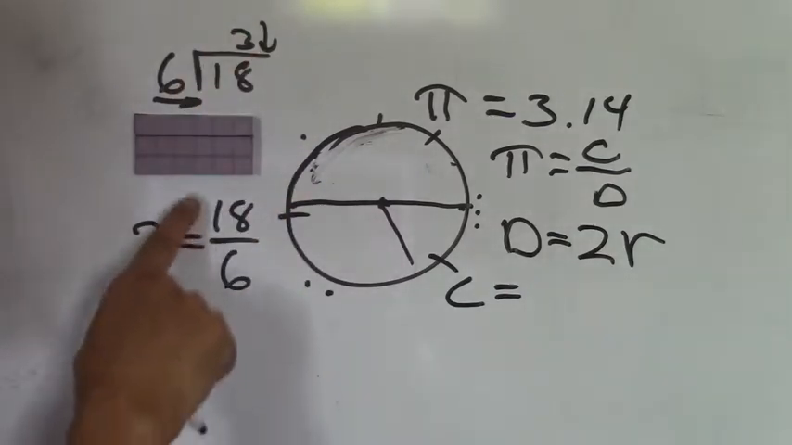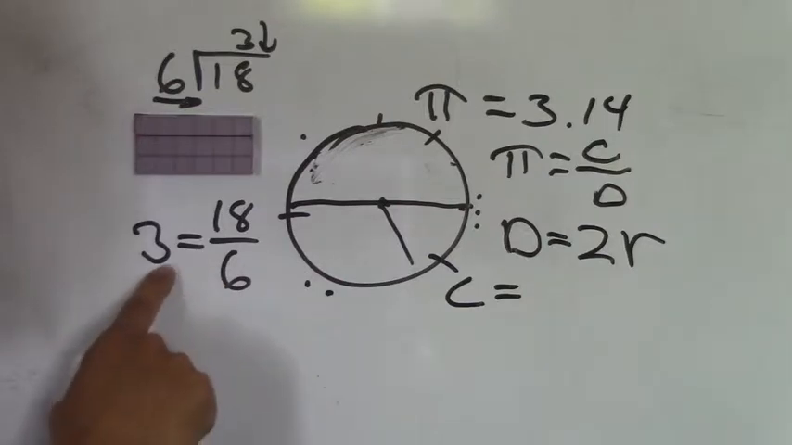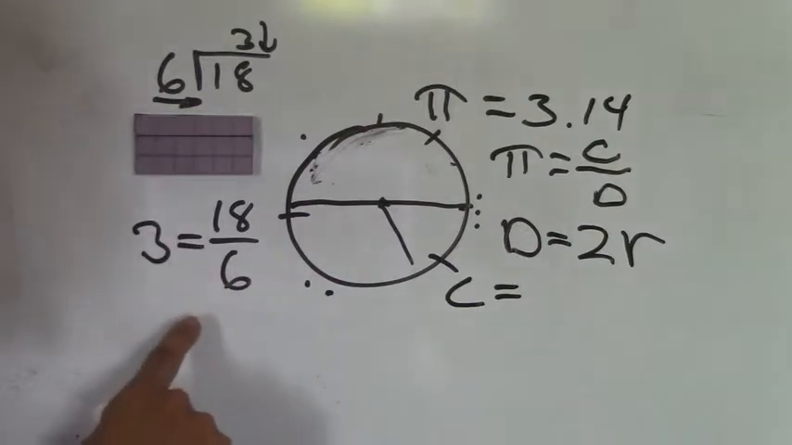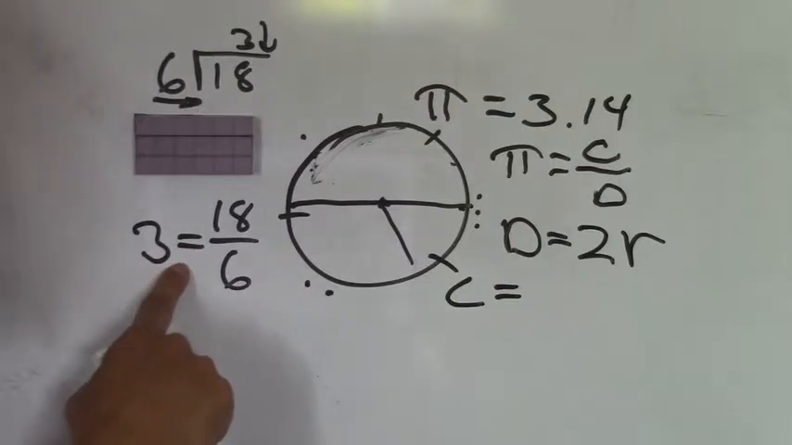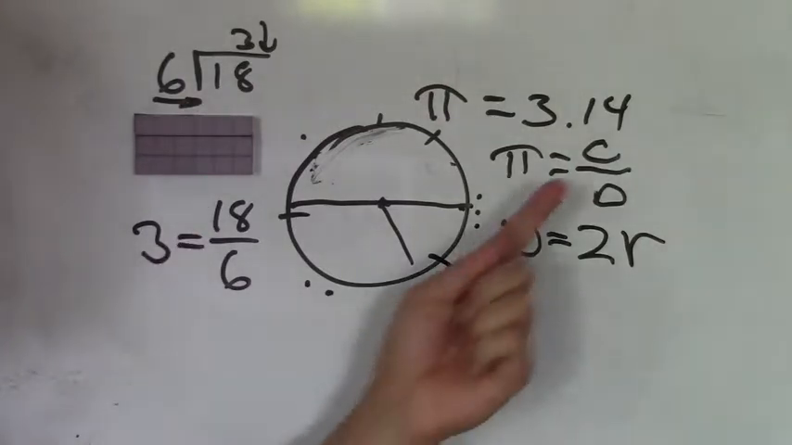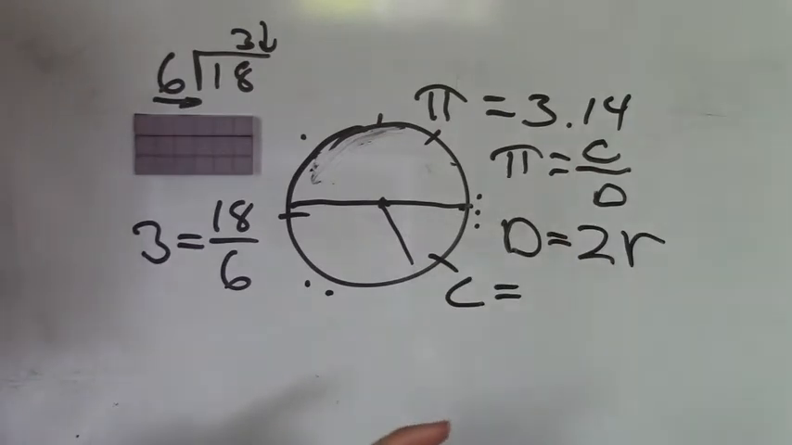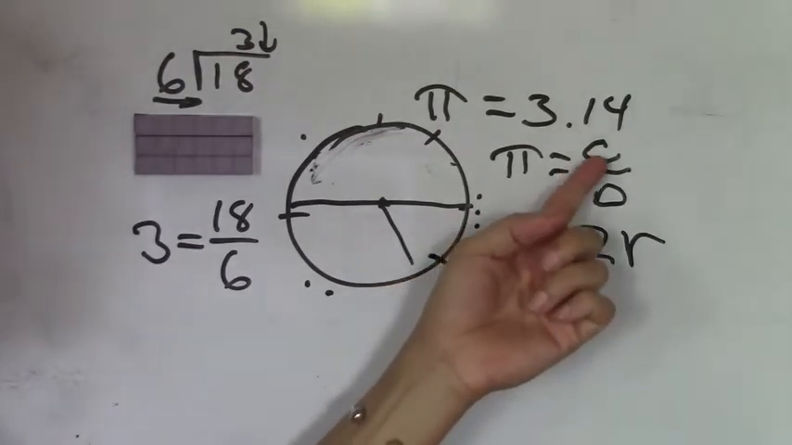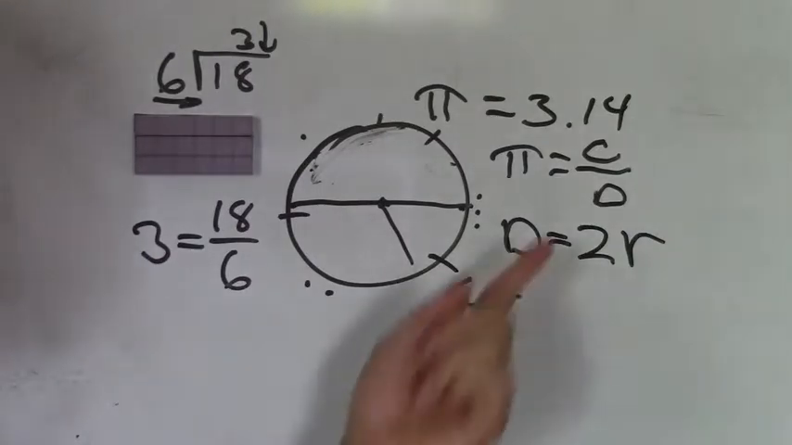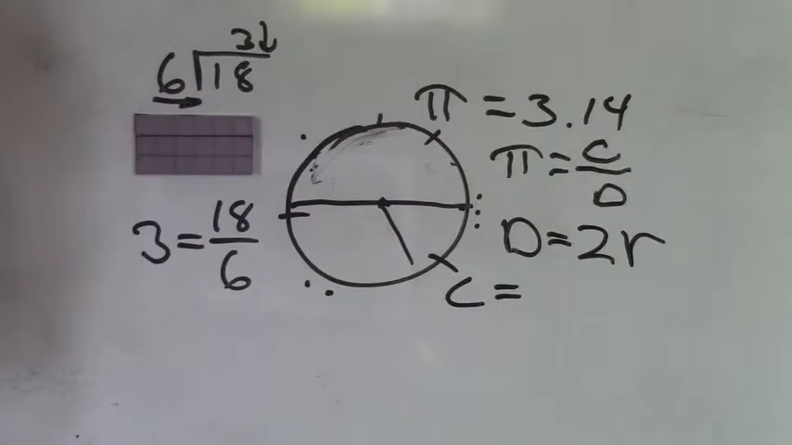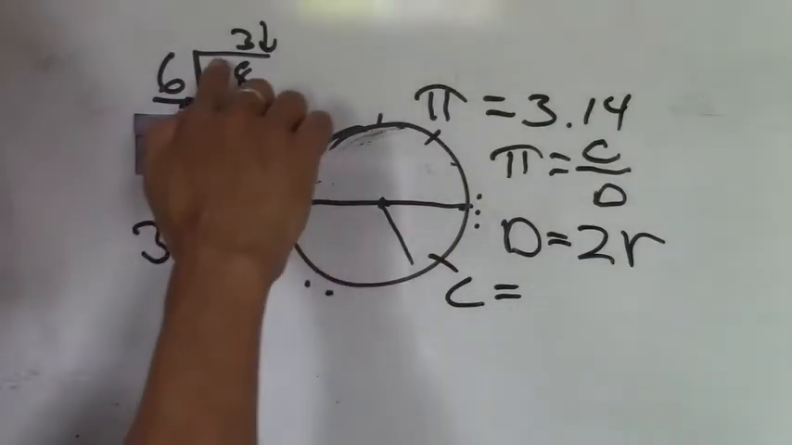But if I can say that 3 is the same thing as 18 divided by 6, then how do I figure out what 3 is? How do I figure out what 18 is? So in other words, over here, if this was 18, and that was 3, and there was a 6, how would I figure out what C is? C is 18, right? We're pretending. Okay, C is 18.